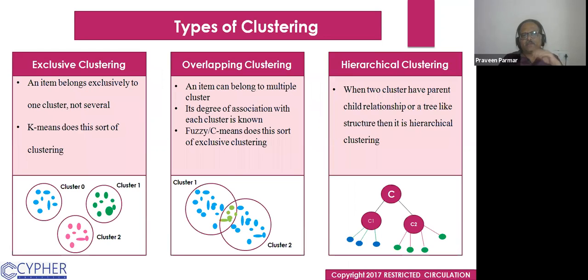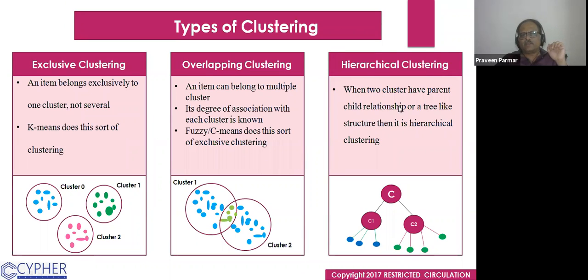And there are types of clustering. In exclusive clustering, an item belongs exclusively to one cluster, not several. K-means does this sort of clustering; every item belongs to only one cluster. In overlapping clustering, some items belong to two or more clusters. Fuzzy C-means does this sort of clustering. This is overlapping clustering, not exclusive.